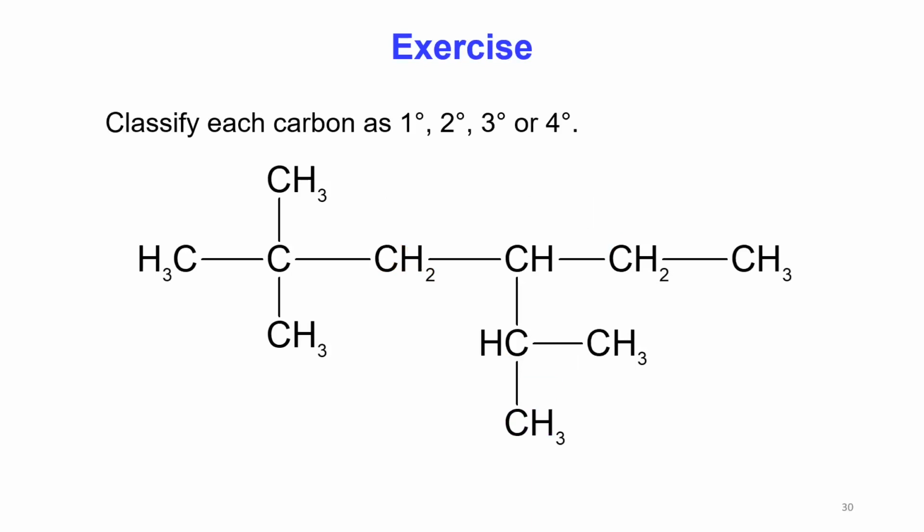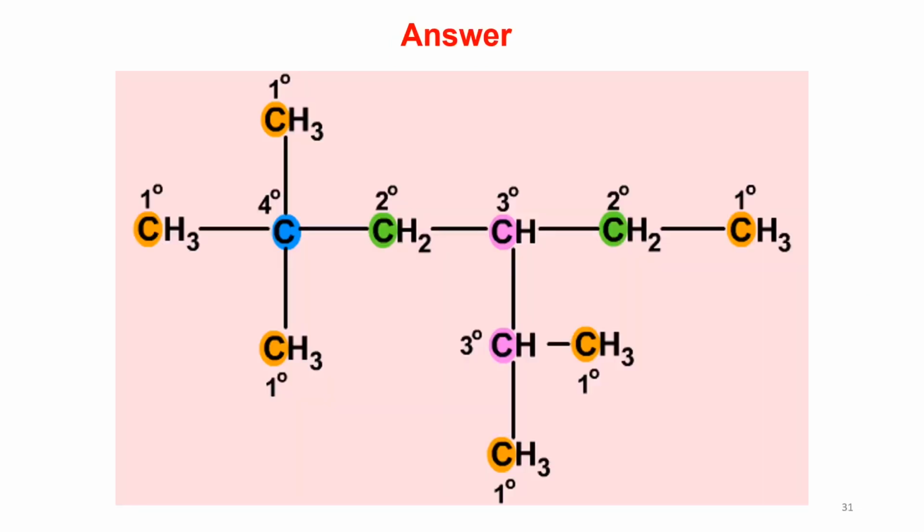Look at this exercise. Classify each carbon as primary, secondary, tertiary, or quaternary. So this is the answer. This is primary because it is attached to another 1 carbon atom. This is primary because it is bonded to 1 carbon atom, and this is a primary carbon atom. This is quaternary because this carbon is attached to another 4 carbon atoms. And this is tertiary because it is attached to another 3 carbon atoms.